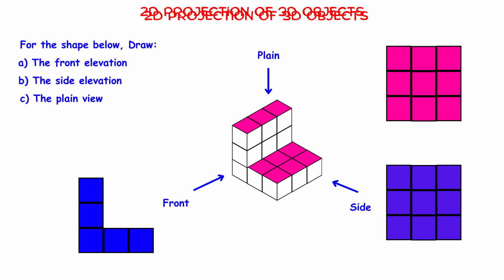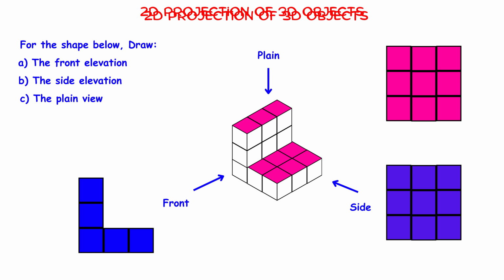Meanwhile, from the side, you'll be able to see all of these 9 squares. And so the 2D projection would just be a 3x3 set of blocks like this. And lastly, from above, you'd be able to see these 9 squares. So the 2D plan projection would actually look exactly the same as the side elevation.